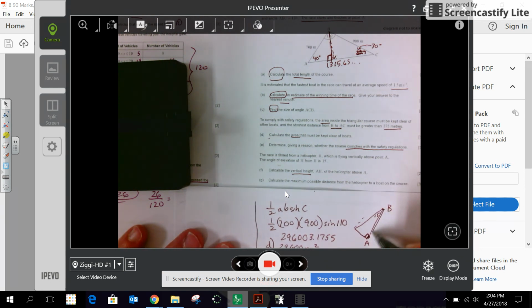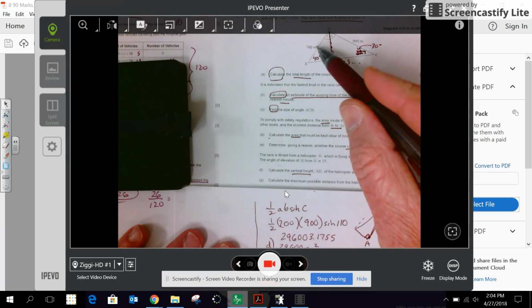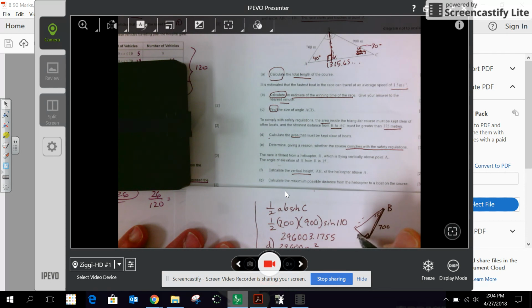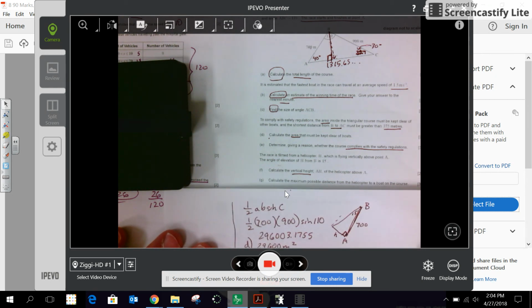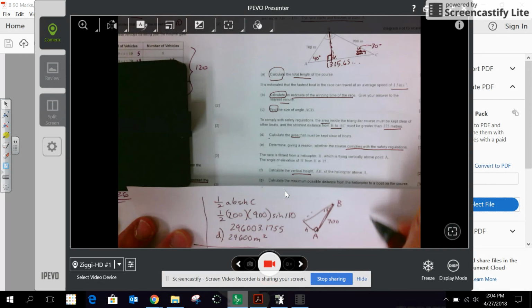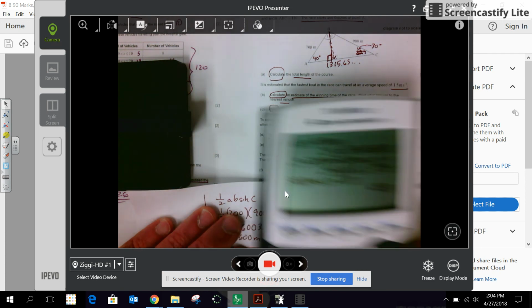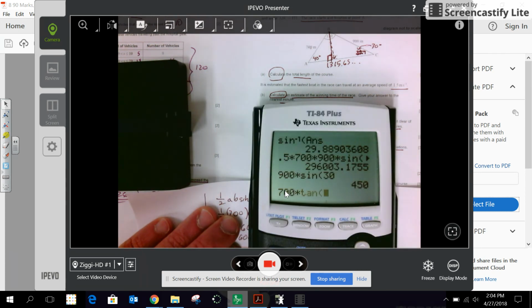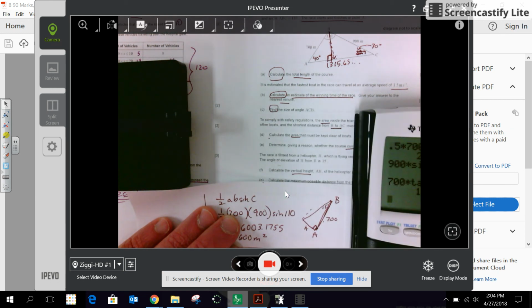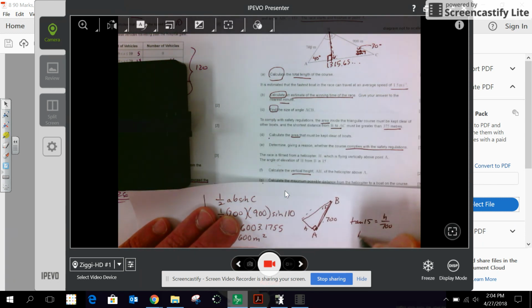Okay, so what do I need to know? AB is 700, so I'm going to plug that in. I need to find this height of the helicopter. Opposite over adjacent, TOA. Tangent of 15 equals h over 700. So 700 times tan 15, 187.564444, which is 188.